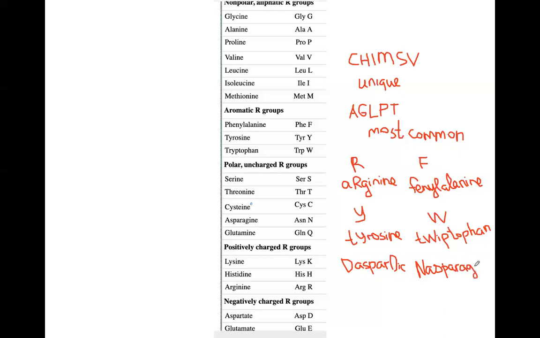Asparagine. And here where the N is. Oh wait, why do I have... I don't want to use the eraser anymore. I'm just going to do this. Asparagine. And then what else do we have left? We have glutamate, which is E.